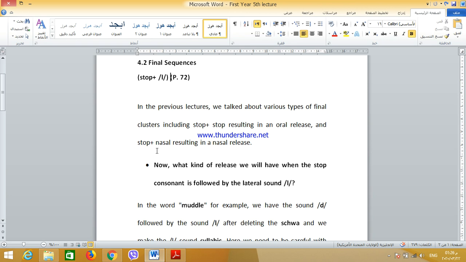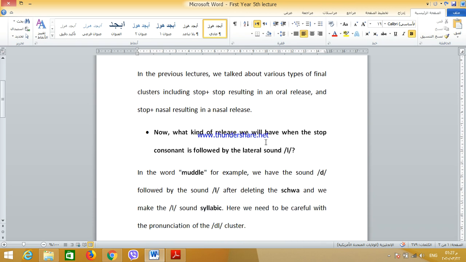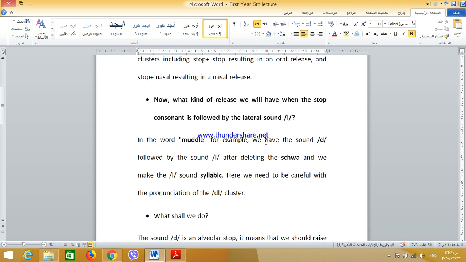Then we move to talking about stop plus nasal. In this case, we are going to have a nasal release, but in the previous cases, we will have an oral release. So a word like written with the deleted schwa will have this cluster, stop plus nasal, resulting in a nasal release. Now, the question is, what kind of release will we have when the stop consonant is followed by the lateral sound l?